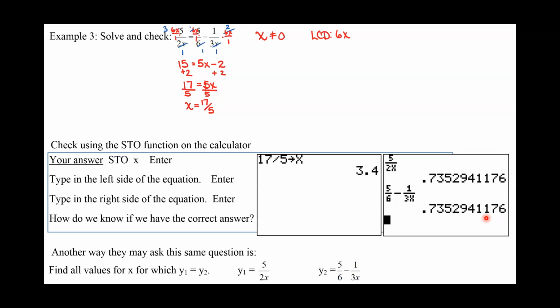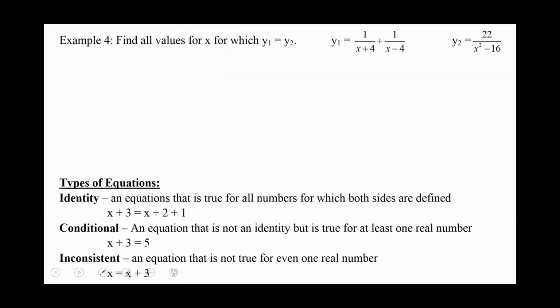As a matter of fact, sometimes they'll actually ask us the equation in that way. They'll say, hey, if this is y1 and this is y2, then solve for where they're equal to each other. So here's an example of that. They might tell me this is y1 and this is y2. Find all the places where they're equal to each other. So all I'm going to do is just set those two equations equal to each other.